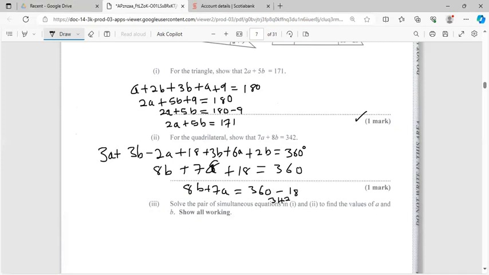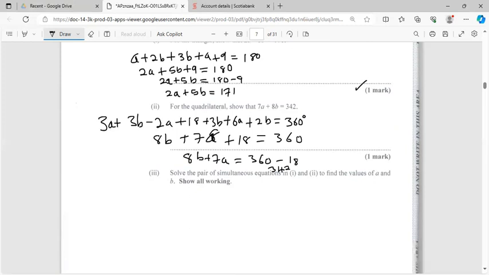It says solve the pair of simultaneous equations for 1 and 2. Find the values of A and B. Show all working. Now the first equation was 2A plus 5B, so they want us to solve that. So it will be 2A plus 5B equal to 171. They also want us to do this one, which is 8B. Let me just put the A's together. 7A plus 8B, and that must equal 342.